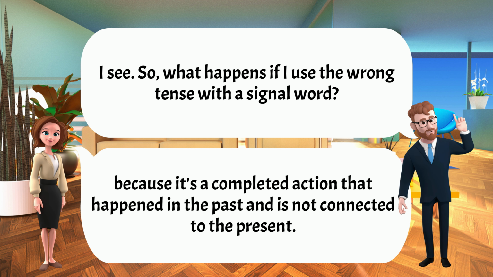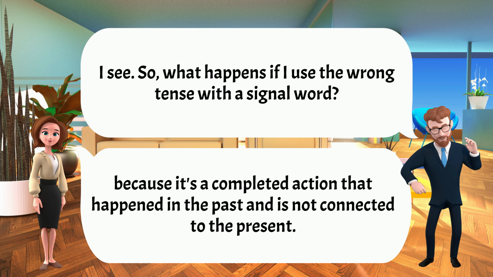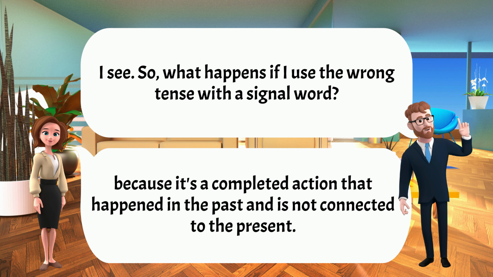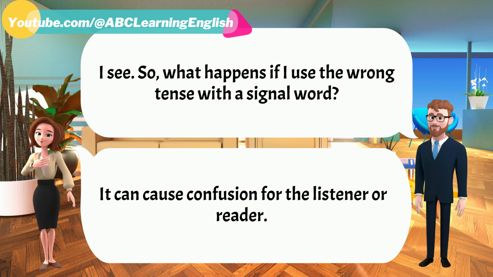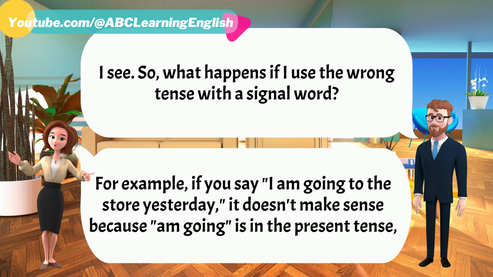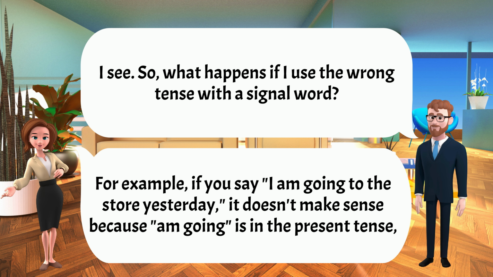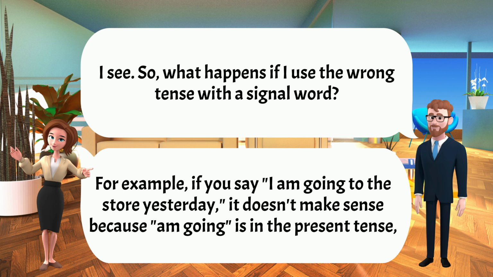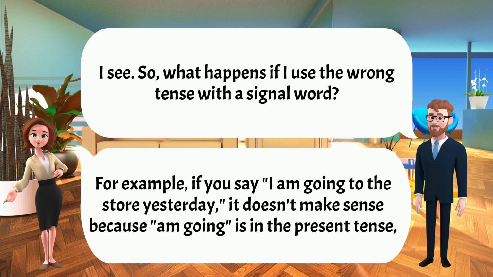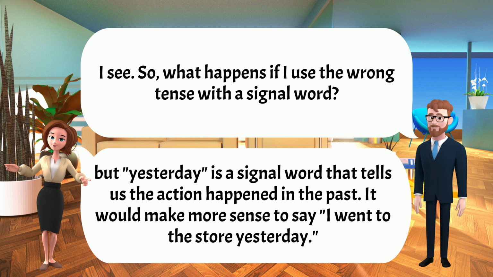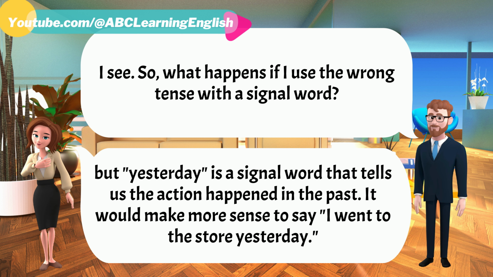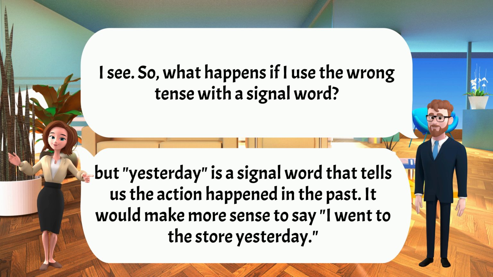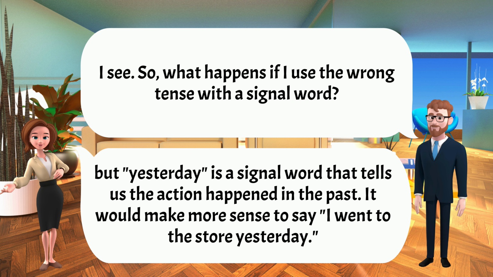I see. So, what happens if I use the wrong tense with a signal word? It can cause confusion for the listener or reader. For example, if you say, I am going to the store yesterday, it doesn't make sense because am going is in the present tense, but yesterday is a signal word that tells us the action happened in the past. It would make more sense to say, I went to the store yesterday.